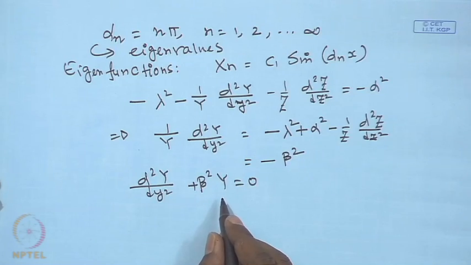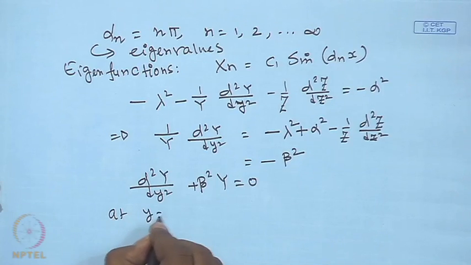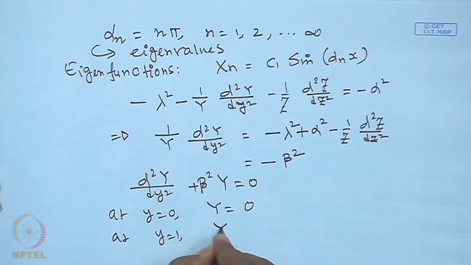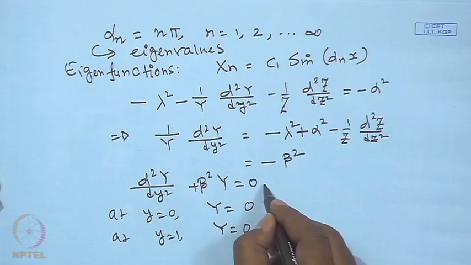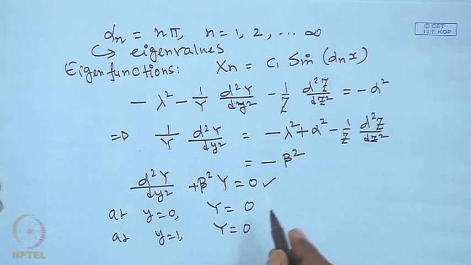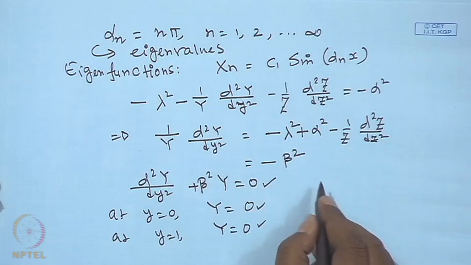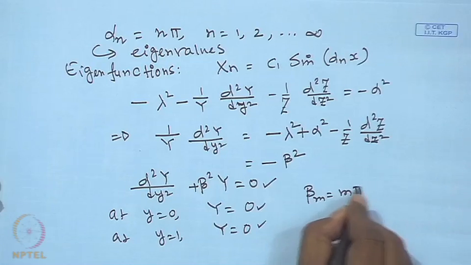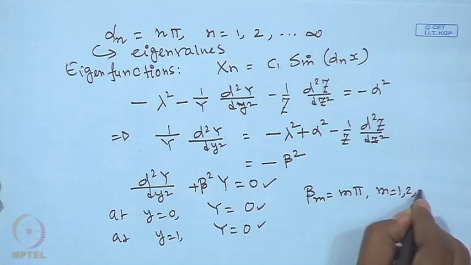Now, we formulate the boundary conditions of y. We have already seen that the boundary conditions of the original problem at y are homogeneous. So, the y varying part must satisfy the boundary conditions of the original problem at the y boundaries. So, at y equal to 0, capital Y is equal to 0, and at y equal to 1, capital Y is equal to 0. This is again a standard eigenvalue problem with homogeneous Dirichlet boundary conditions. So, beta m is equal to m pi, where m is equal to 1, 2, 3 up to infinity.